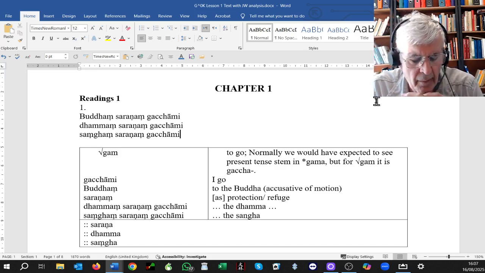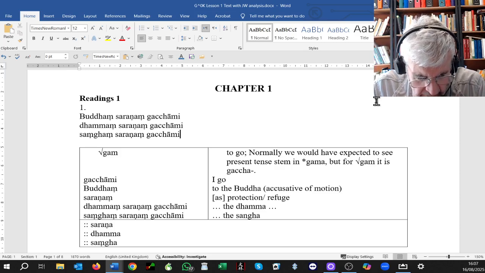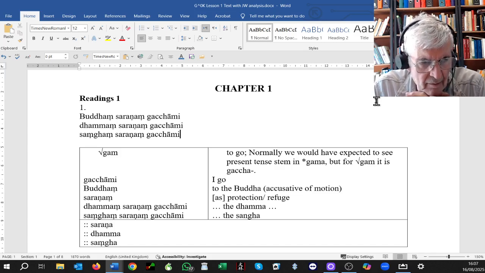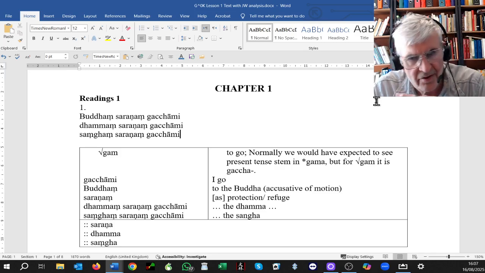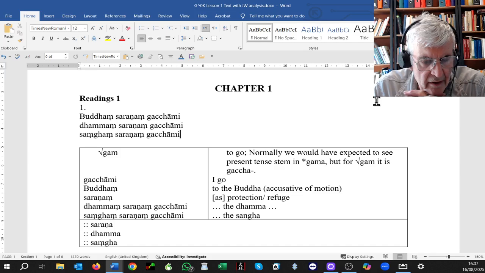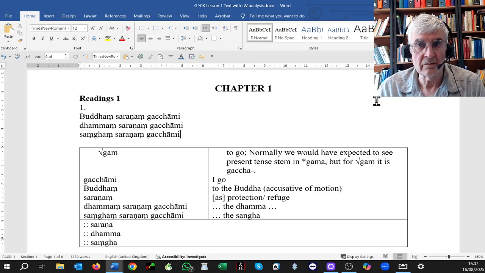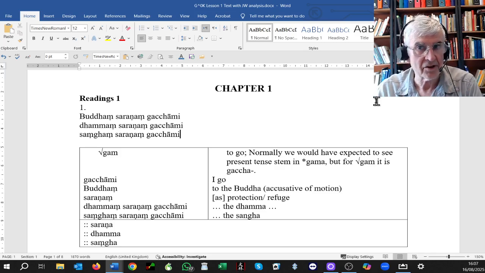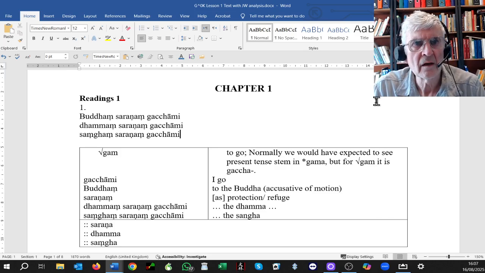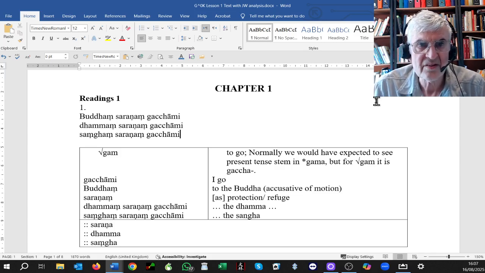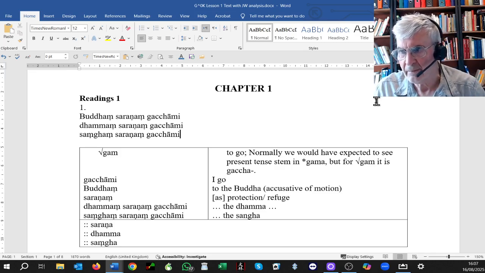This is a double accusative here. In English we translate as I go to the Buddha for protection / refuge / safety, or I go to the Buddha as protection. It's just a double accusative. I go, Buddha, protection, I go, as I go for protection to the Buddha. And then equally, Dhammang Saranang Gacchami and Sanghang Saranang Gacchami.